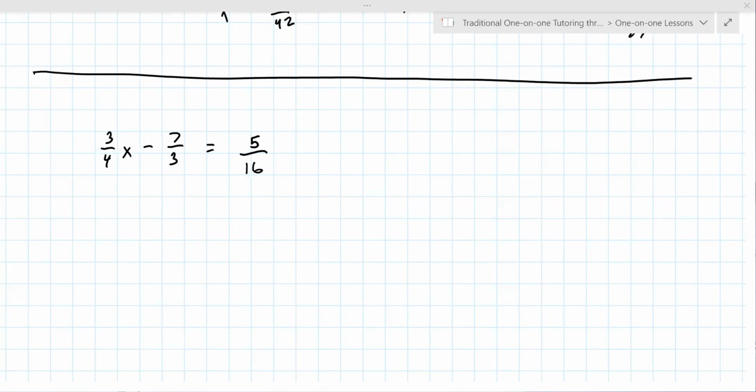All right, just send it. All right, I'll take a look here. Again, this is 3/4 x minus 7/3 equals 5/16. I would recommend using the LCM approach.